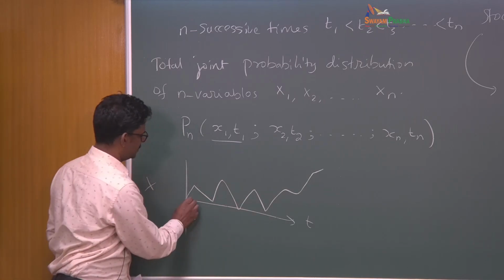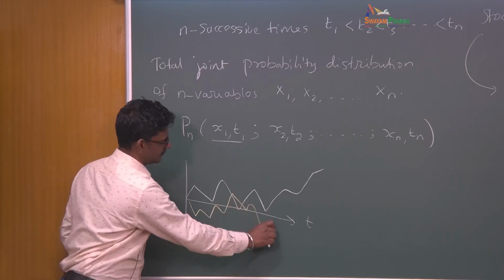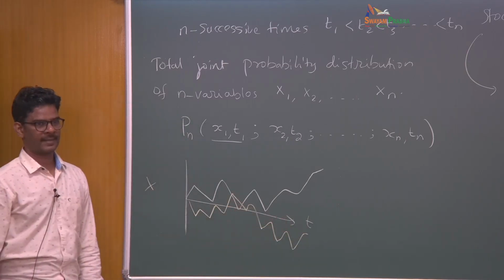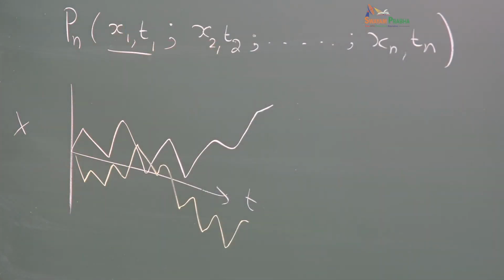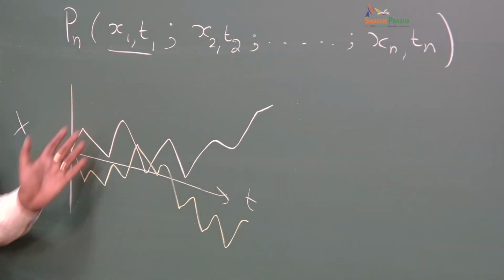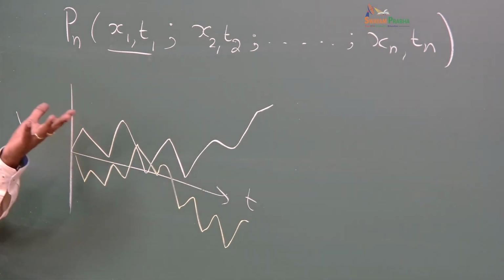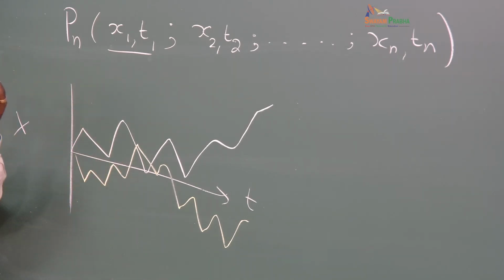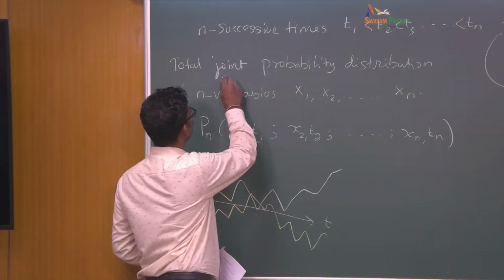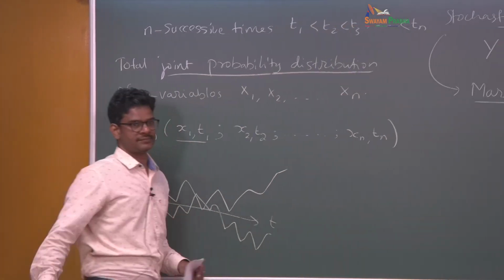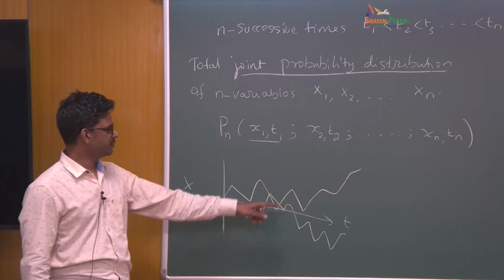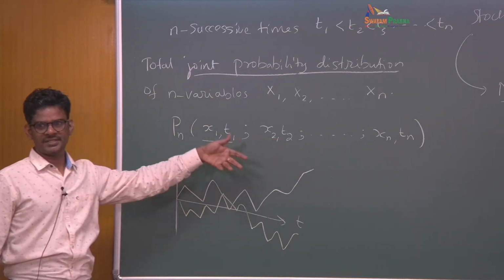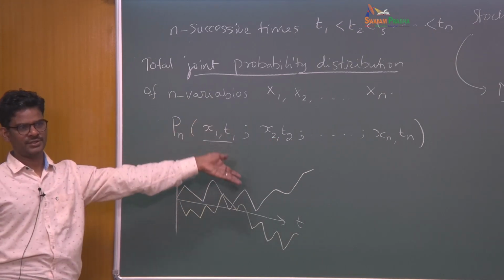And another possible trajectory can be this. The way I am drawing is a set of x1, t1, x2, t2, and so on. So, instead of drawing these trajectories, we can define the trajectories as a mathematical function or a probability distribution function, which we call the total joint probability distribution function. It completely specifies the system's dynamical evolution. If you specify all this, it basically tells you the complete nature of the dynamical system.